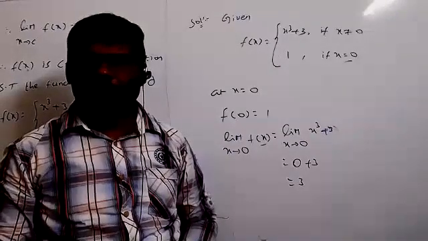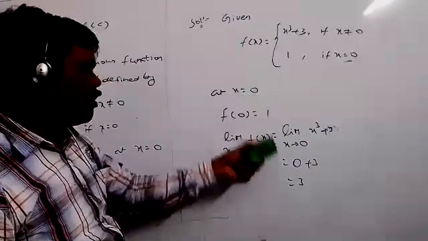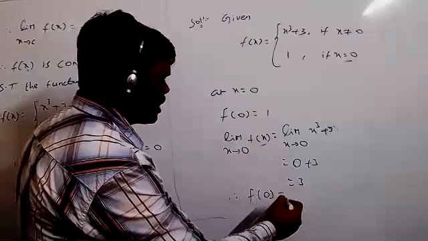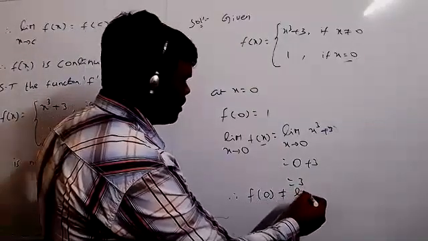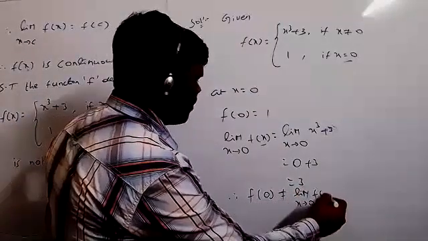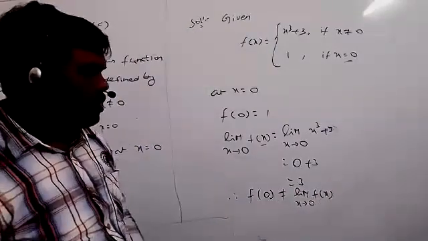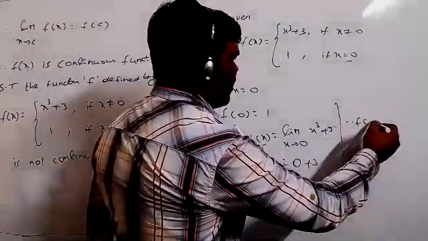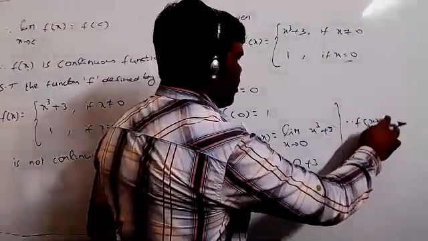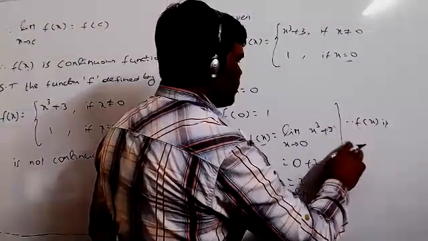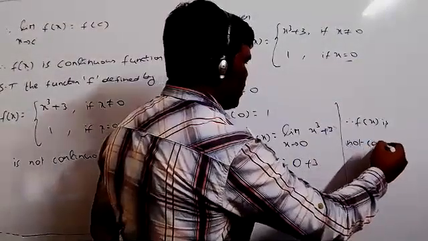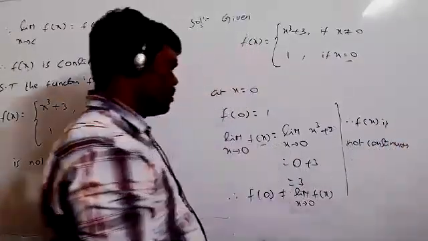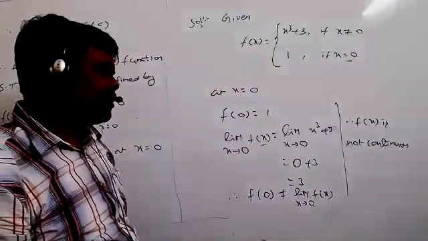So now clearly you can write, therefore, these two are not equal. So f of 0 not equal to limit x tends to 0 of f of x. The two are not equal. So therefore, f of x is not continuous. Suppose f of 0 is not equal to LHL, but LHL is equal to RHL, then also f of x is definitely not continuous.